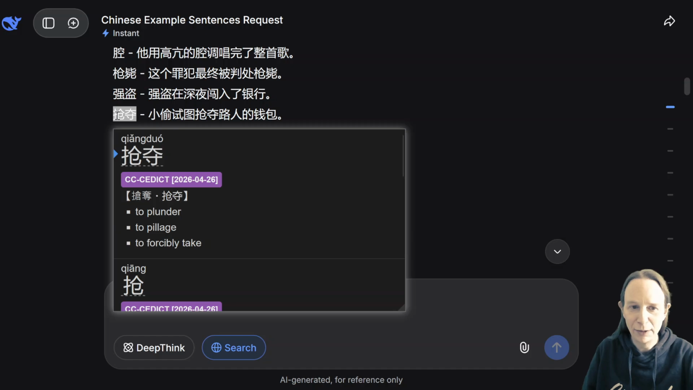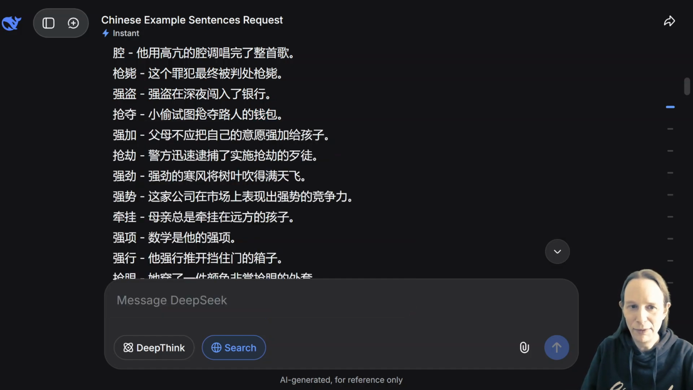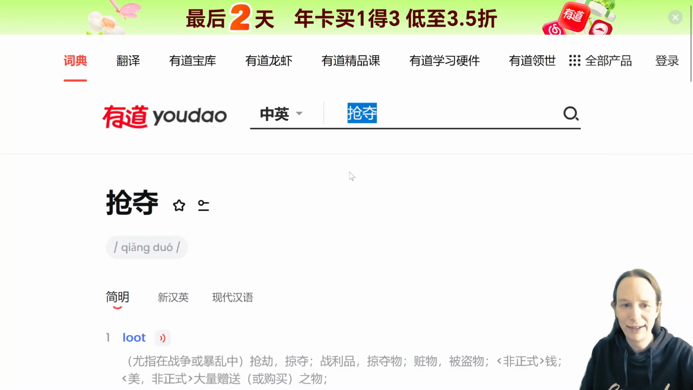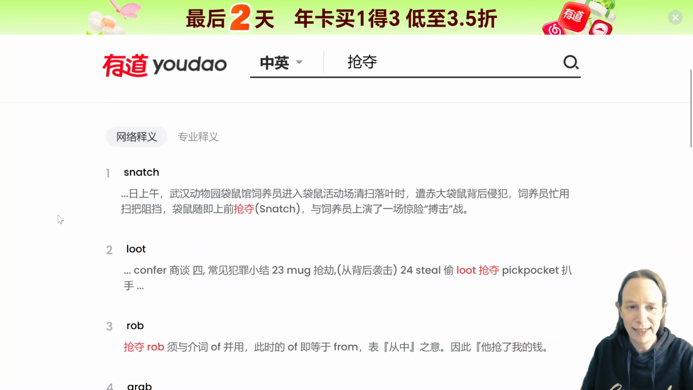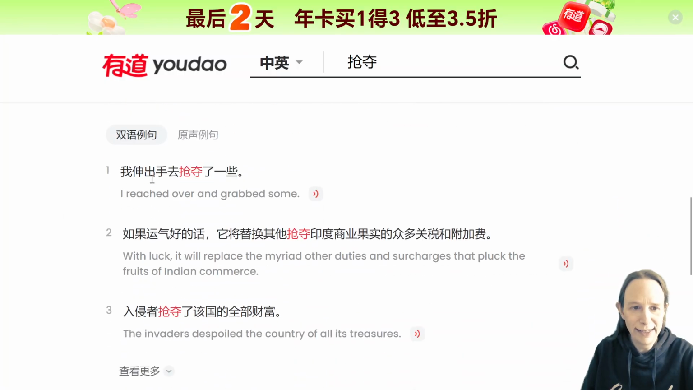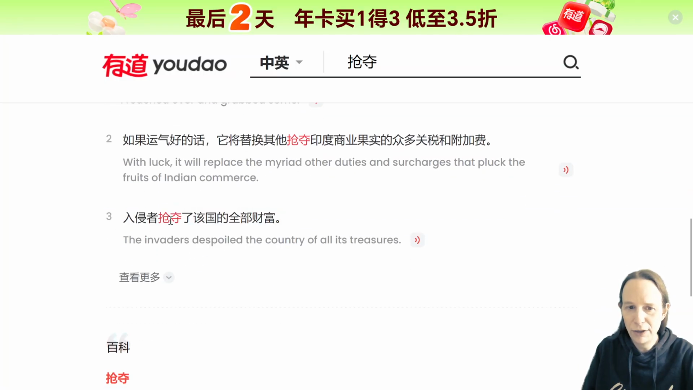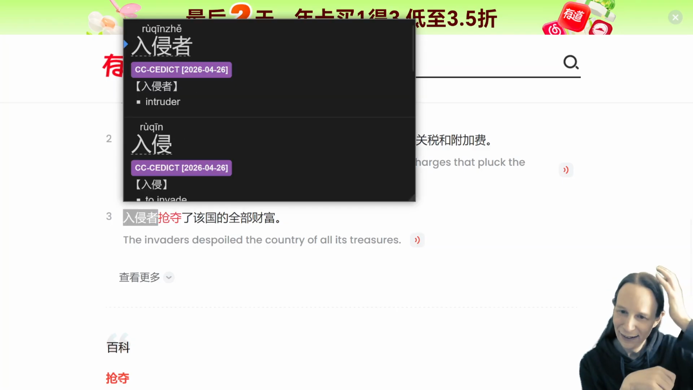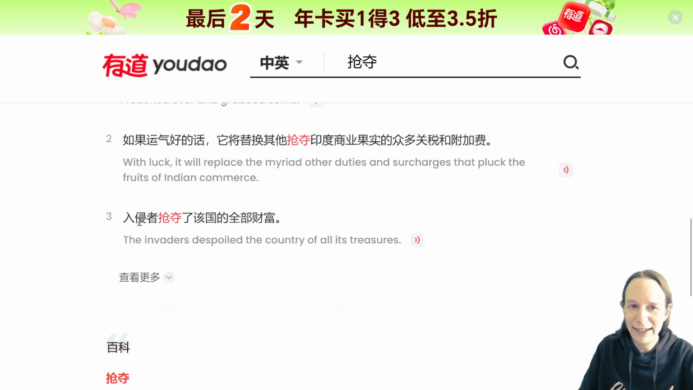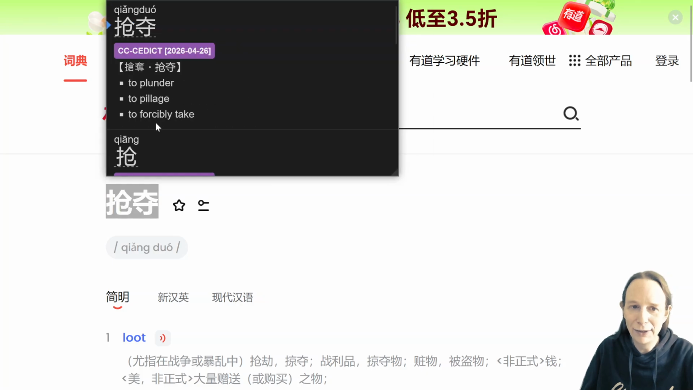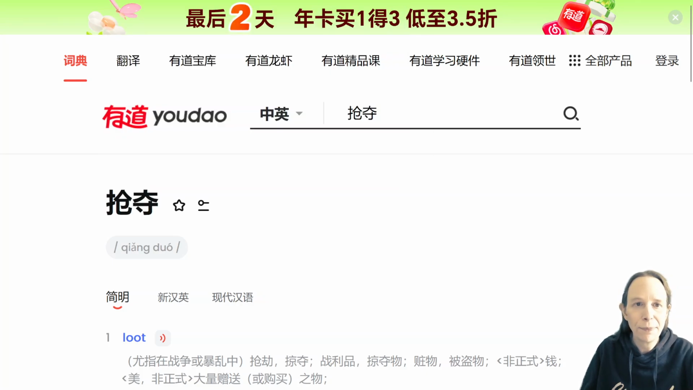Anyway, 抢夺. So probably very similar. I don't know if they're loot. Plunder, pillage, forcibly take. 入侵者抢夺了该国的全部财富. All right, so the 入侵者. Do you remember we studied 入侵, invader? Oh, we studied a lot of words beginning with 侵. 入侵者, invaders, looted the country's wealth. All right, so this is more like loot, isn't it? Okay. All right.